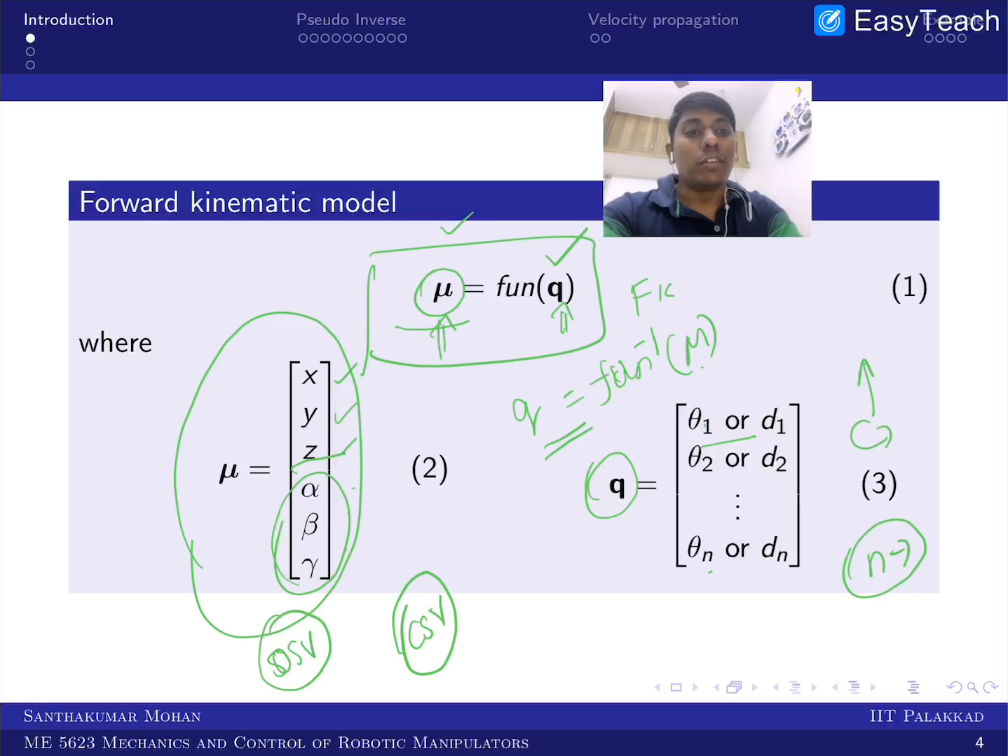So in the sense you can see that one side would have the configuration space velocity, the other side would be the operational space velocity, and there would be a mapping tool. That is what we call the Jacobian. So this we will get.